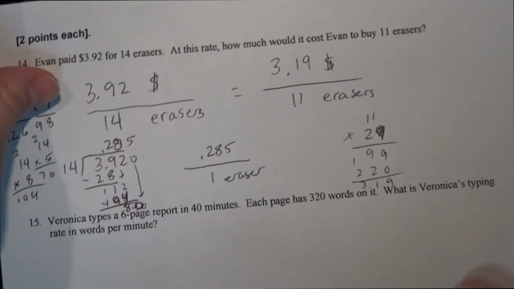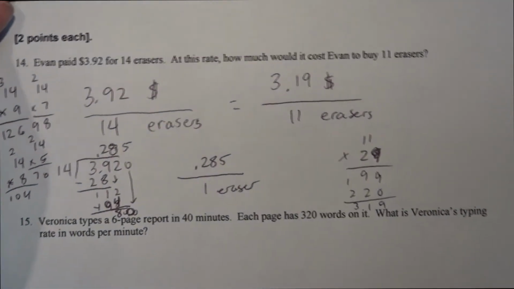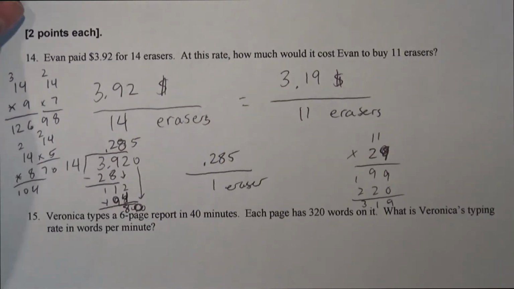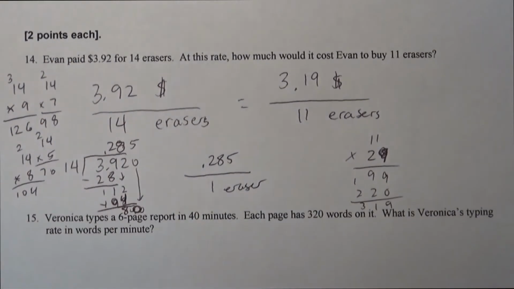All right, we are back online, I think. Cleared a little bit of room in my memory card, and now I've got a battery issue. So this is getting ultra fun here for me, but hopefully the video caught the end of this one. I just want to wrap up number 14 quickly by saying I figured out the unit rate, in other words, the price per one eraser, and then figured out what the cost would be for 11 erasers by just multiplying.